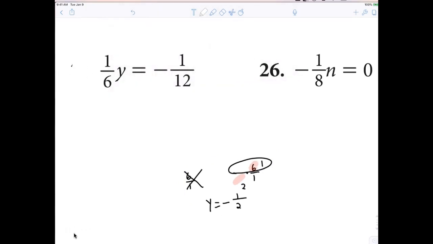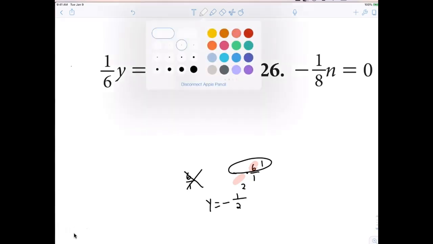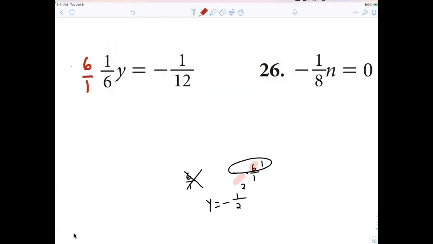How do I get rid of 1/6? Put your hand down. You're interrupting. Yes. Multiplying by 6 over 1. Multiply by 6 over 1. So y equals. Is the answer positive or negative? Negative. Now, you see how 6 is in the numerator and 12 is in the denominator. So I reduce by 6. 6 divided by 6 is 1. 12 divided by 6 is 2.